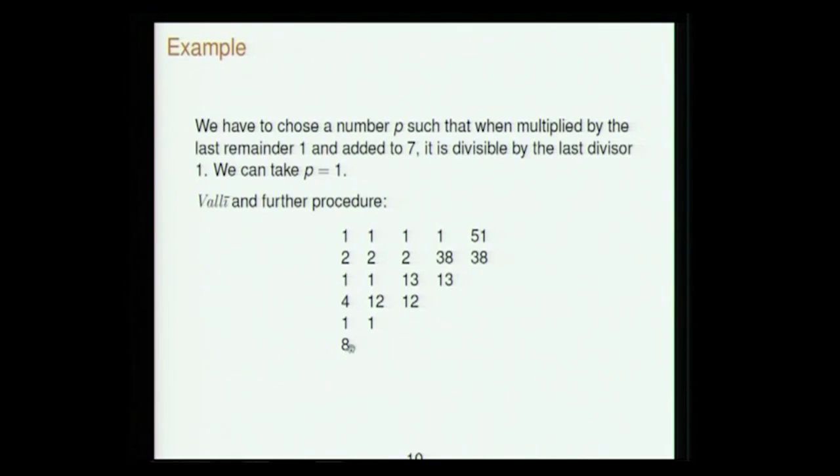So, that is 8. So, that quotient you write. Now, this into this plus this 12, this is 1 again. So, this is removed. Then next, this into this plus this. So, 1, 2, 13, 12, this is removed. Now next, this into this plus this.